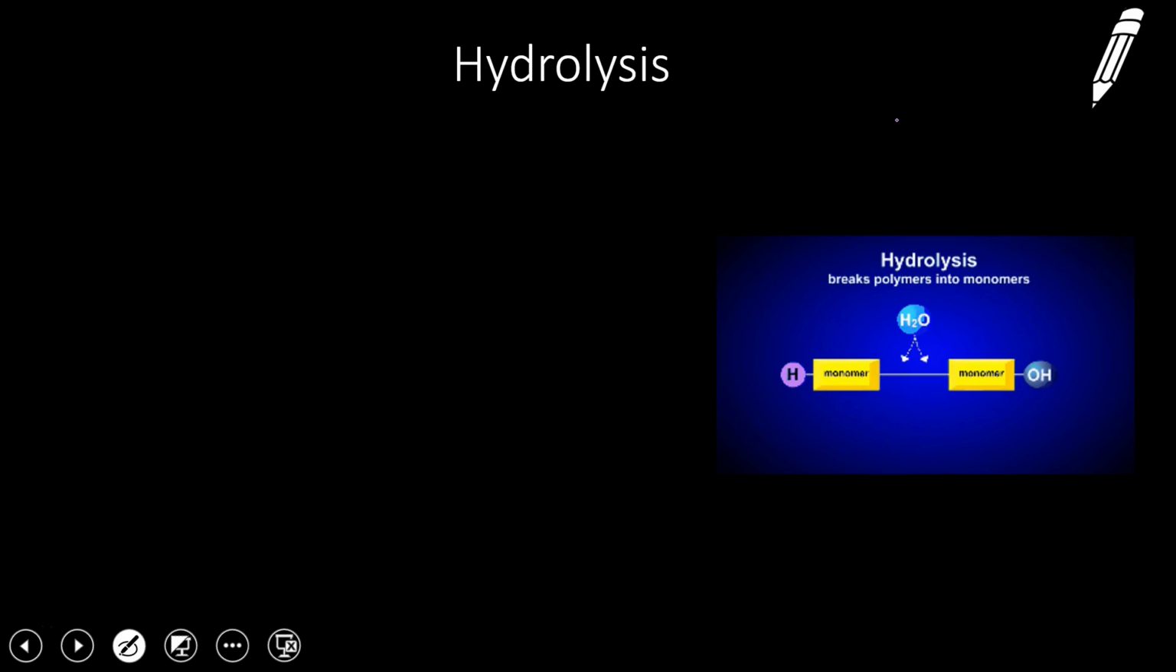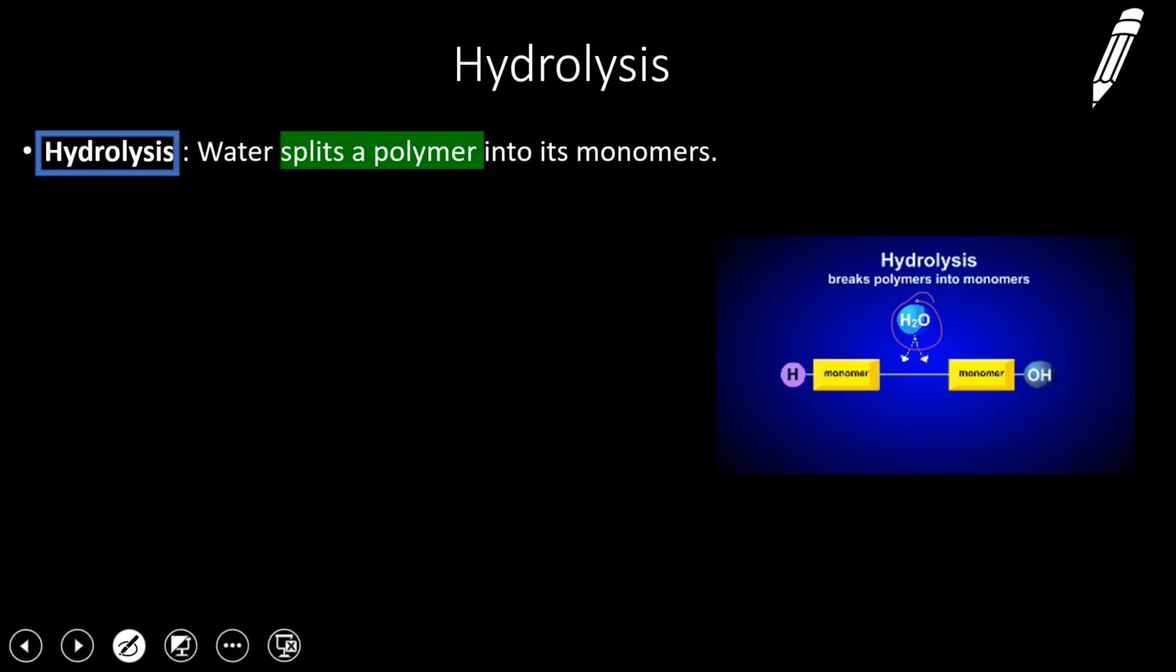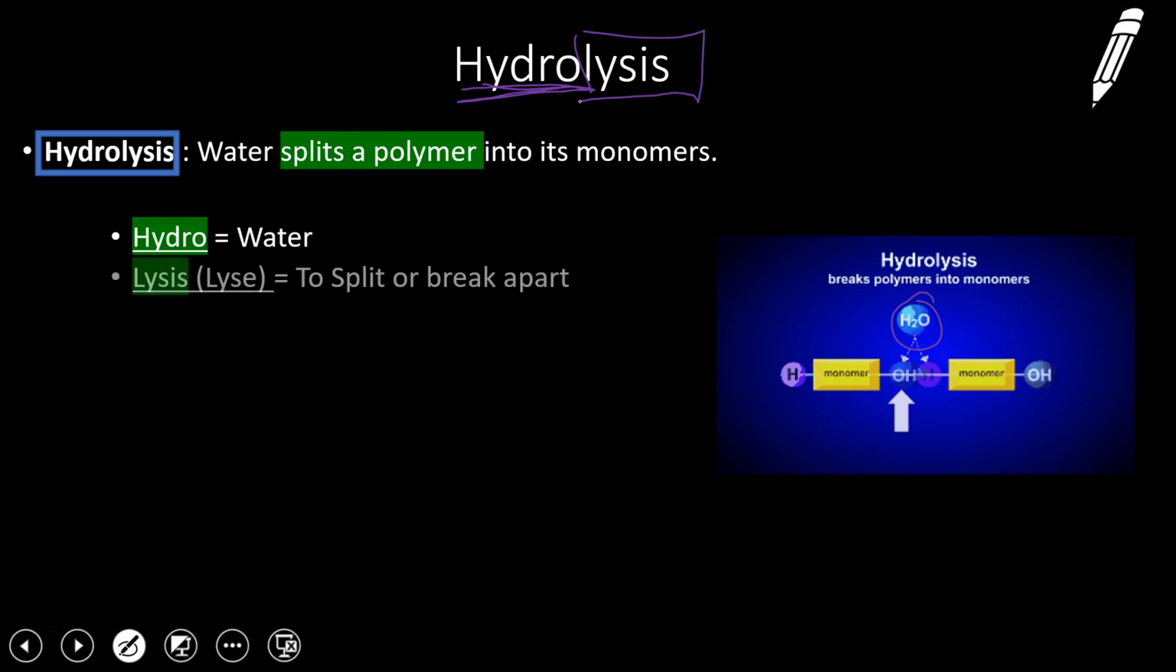The next reaction that we're going to talk about is hydrolysis. If we look at this animation, we have our polymer now, and we're going to use water to break the bond site. When we break that polymer, it's going to become two separate monomers, two separate building blocks. We're going to split them. So if we look at this word, hydro is referring to the use of water. Now what about the suffix lysis? Lysis means to break or split apart. So this process of hydrolysis is when water splits a polymer into its building blocks, into its monomers. Okay? Make sure you guys take note of this slide as well.